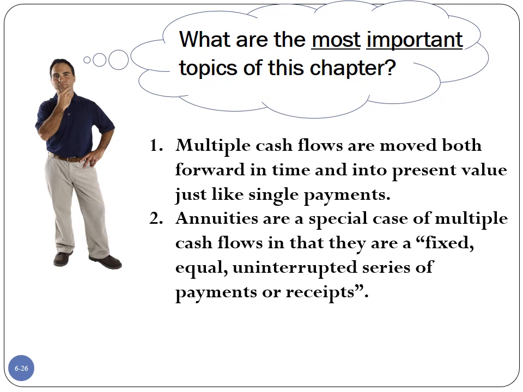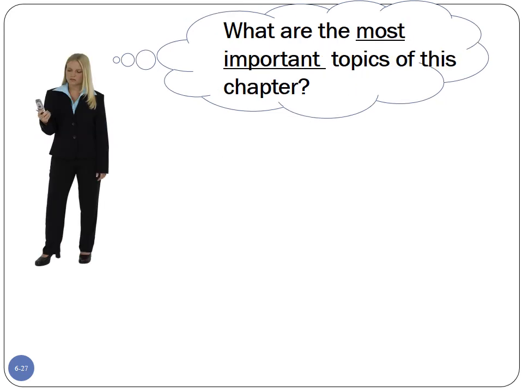Annuities are a special case of multiple cash flows in that they are a fixed, equal, uninterrupted series of payments or receipts. This is what we see with bonds. You have a bond with a maturity date. It pays interest maybe every 6 months or once a year, and so a bond could be considered an annuity.